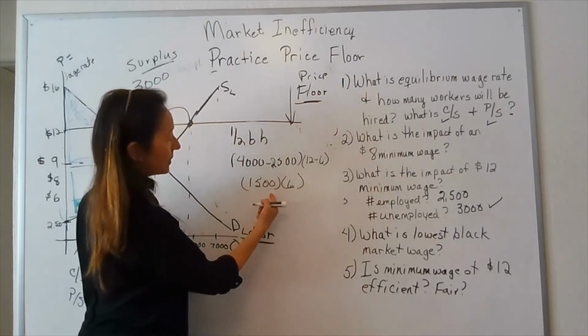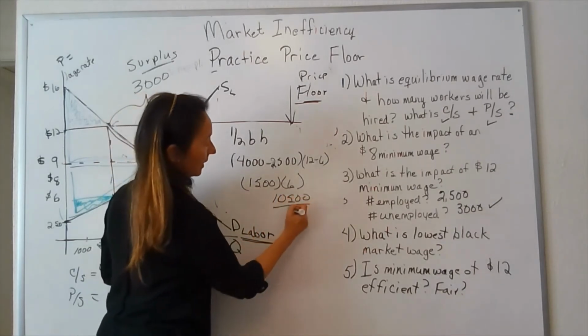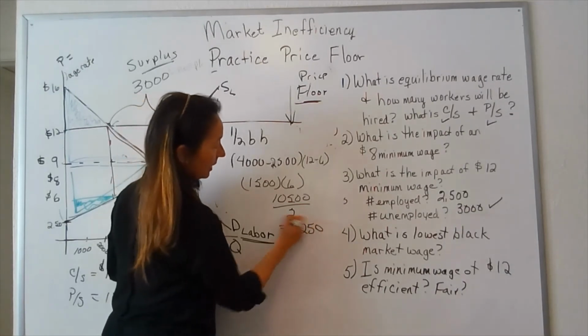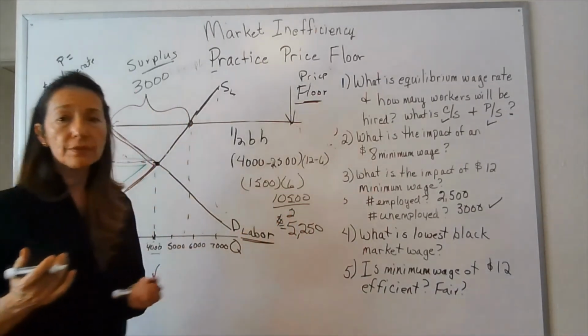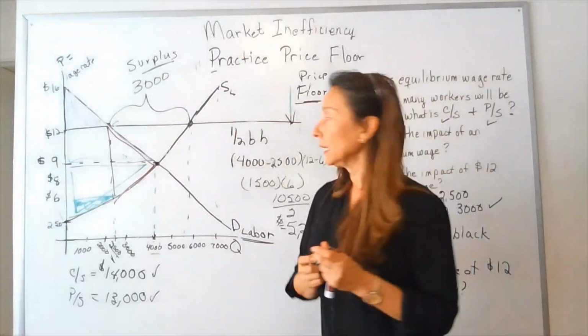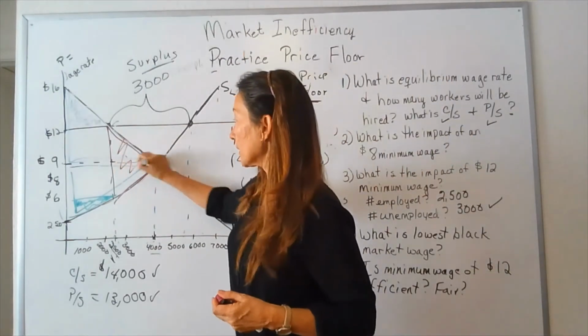Okay, so 7,000 times 10,500 divided by 2. Deadweight loss is $5,250 worth of value lost in the market when we have a minimum wage put into place. So definitely that is a loss to society, all of this.